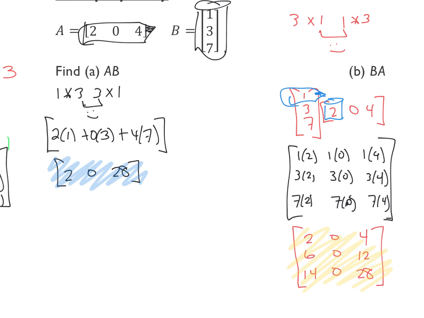Okay, so hopefully for letter A, you did get a 1 by 1 matrix that I did not finish. Hold on, let me finish it real quick. Okay, now that I've fixed it, hopefully you found a 1 by 1 matrix for letter A to be 30, and then for B times A, you found a 3 by 3 matrix with row 1 being 2, 0, 4, row 2, 6, 0, 12, and row 3, 14, 0, 28.